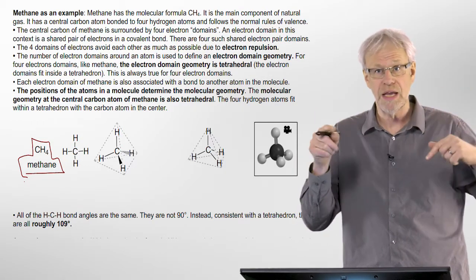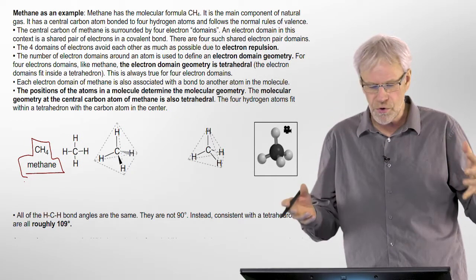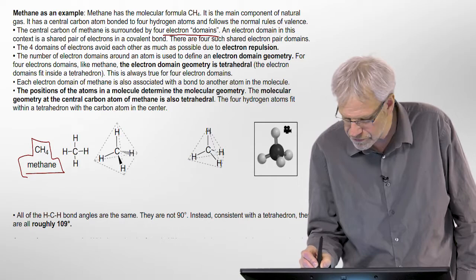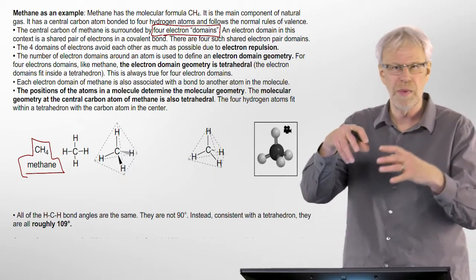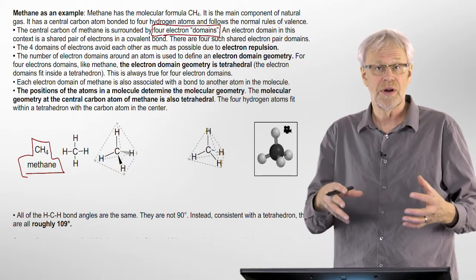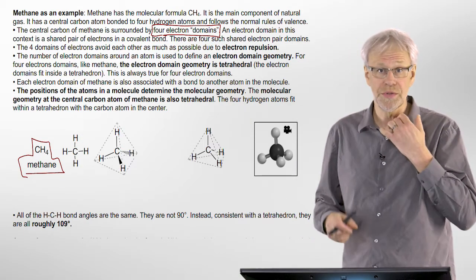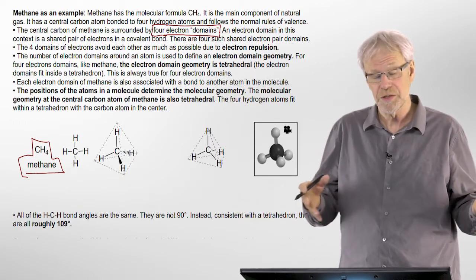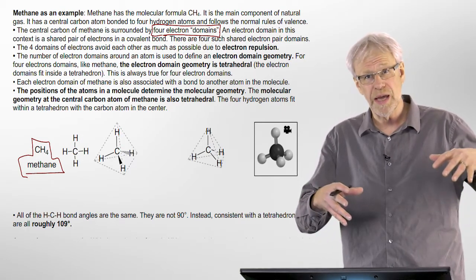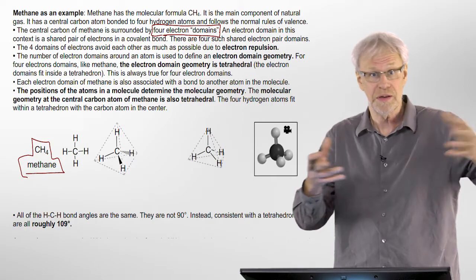The molecular formula is CH4, so there are 4 carbon-hydrogen bonds in the Lewis structure. And because there are 4 carbon-hydrogen bonds, that means the central carbon atom of methane is surrounded by so-called 4 electron domains. And a domain is a part of space where electrons are. In the case of methane, these electrons are in the 4 carbon-hydrogen bonds. And so these 4 domains of electrons avoid each other as much as possible due to electron repulsion. And as a result of that, the various electrons in the bonds occupy an area of space to be as far apart from each other as they can possibly get.